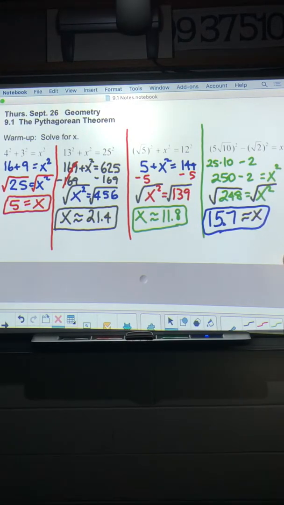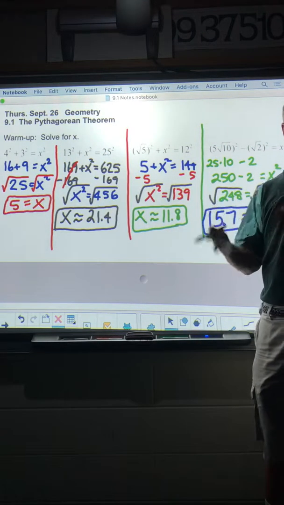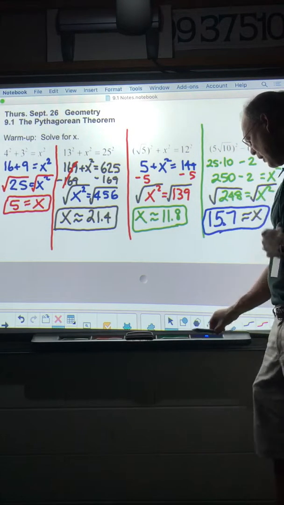Okay, again, you can hit pause if we need to discuss that further. But we will be making calculations like this for all of our Pythagorean theorem problems.